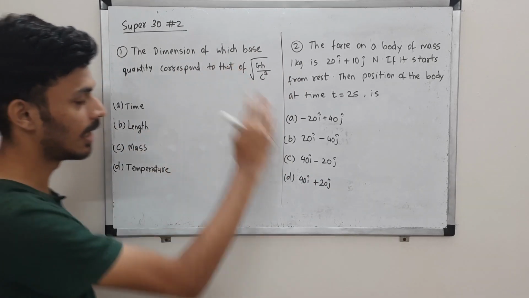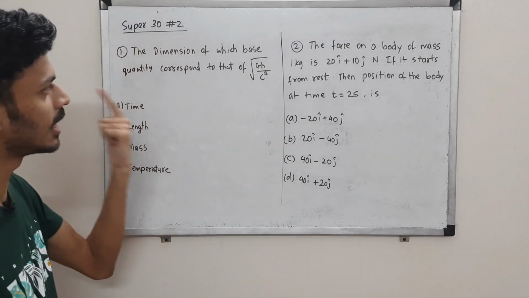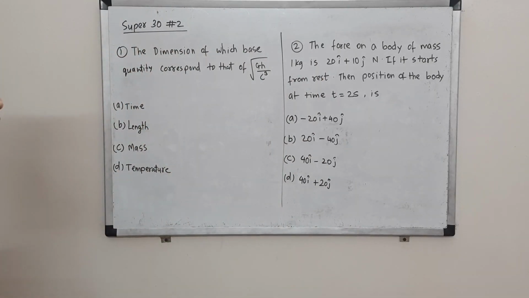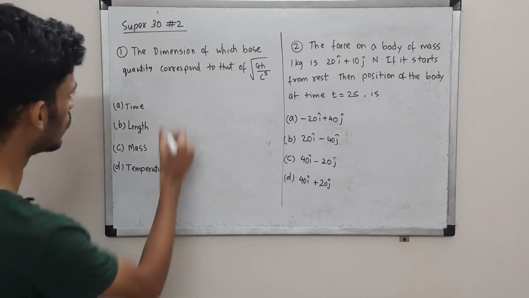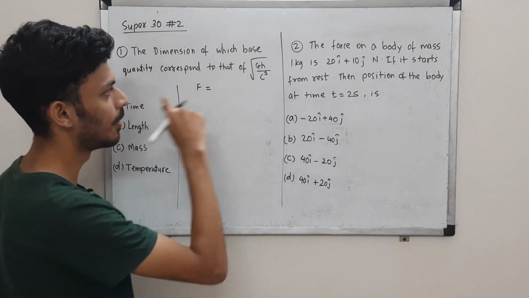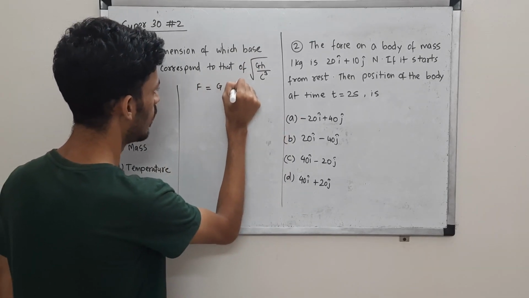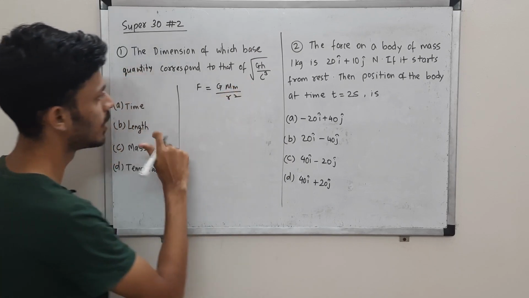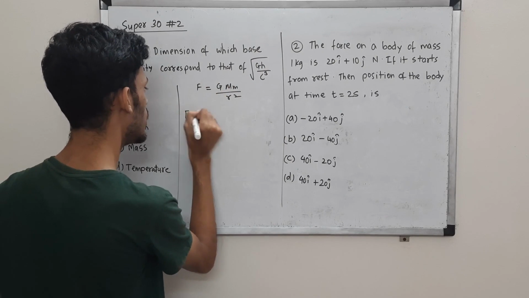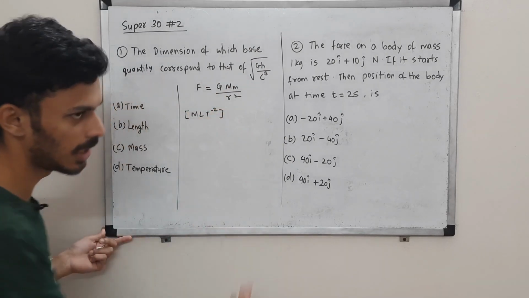These letters have their usual meaning. G is the universal gravitational constant, H is Planck's constant, C is the velocity of light. So let's find this out. If you know the direct dimensions of G and H, good for you, just substitute and get the answer. Or else you can use the formula F equals G m1 m2 by r square, and from here we can find the dimensions of force, mass into acceleration, MLT raised to minus 2.